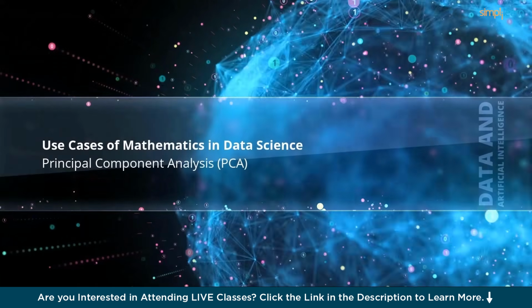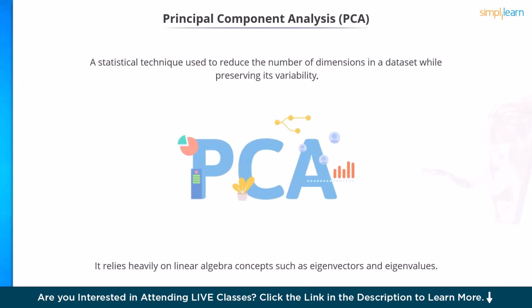The principal component analysis, PCA, is a statistical technique used to reduce the number of dimensions in a given data set while we preserve its variability. So there are different use cases of PCA in real-time scenarios.